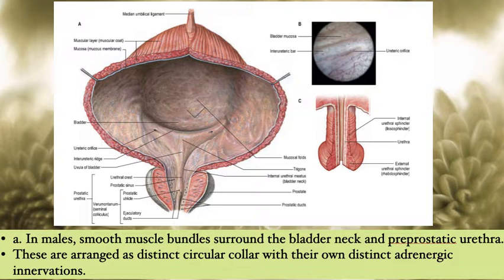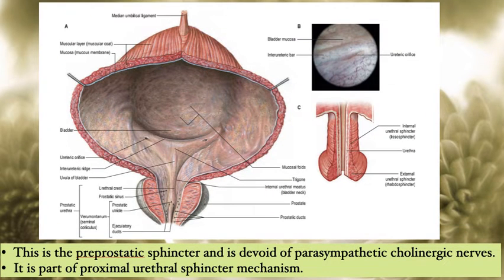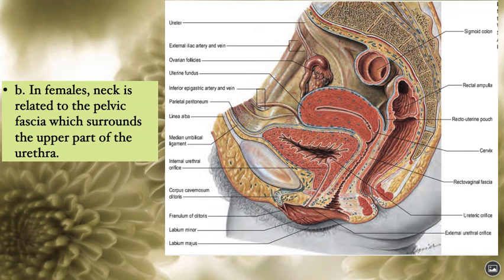Now, in males, the smooth muscle bundles are surrounding the bladder neck and the preprostatic urethra. They are arranged as a distinct circular collar, with their own distinct adrenergic innervation. This preprostatic sphincter is devoid of any parasympathetic cholinergic system, and this is a part of the proximal urethral sphincter mechanism. In the female, the neck is related to the pelvic fascia, which is surrounding the upper part of the urethra.